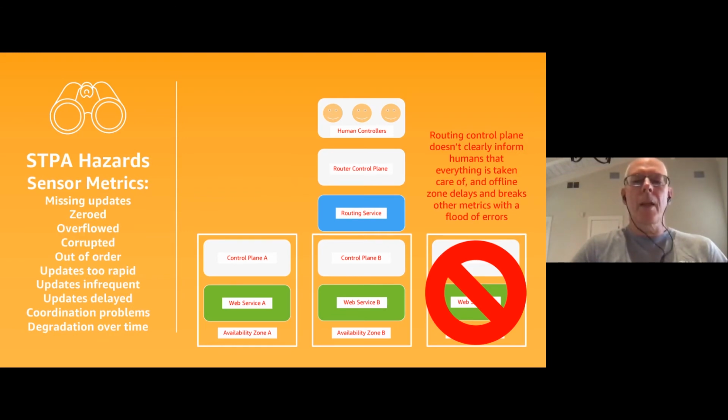So what's likely to happen is the control plane is likely to not clearly inform humans that everything is taken care of. And because there's going to be a huge flood of errors, you've just got a third of your infrastructure just went offline. Anything that was talking to it is going to be complaining. You're going to get errors from the two zones that are still running, and probably errors from this zone as it goes down. So there's all kinds of things. Your system's basically going to be flooded with errors. It's not going to be clear what went wrong. And you can go through all of the STPA hazards on each of your sensors to say, well, what could actually go wrong in the failure mode with this particular sensor?